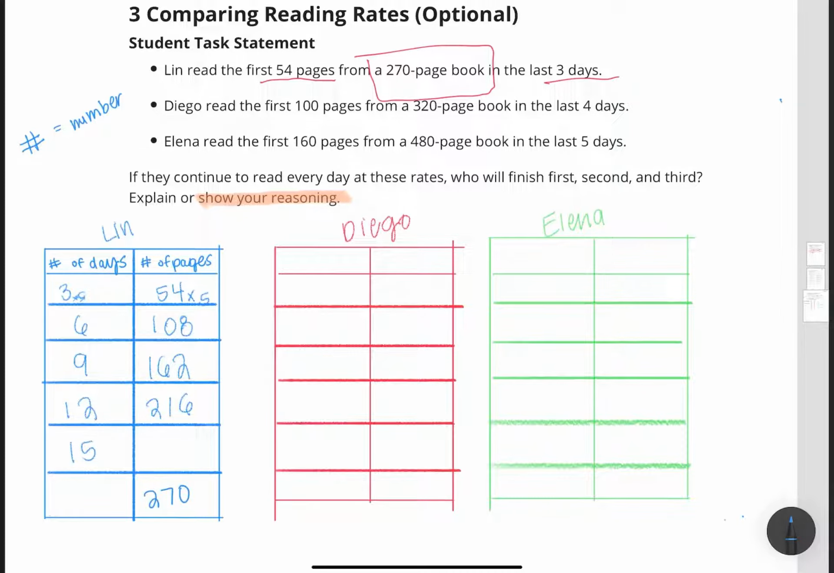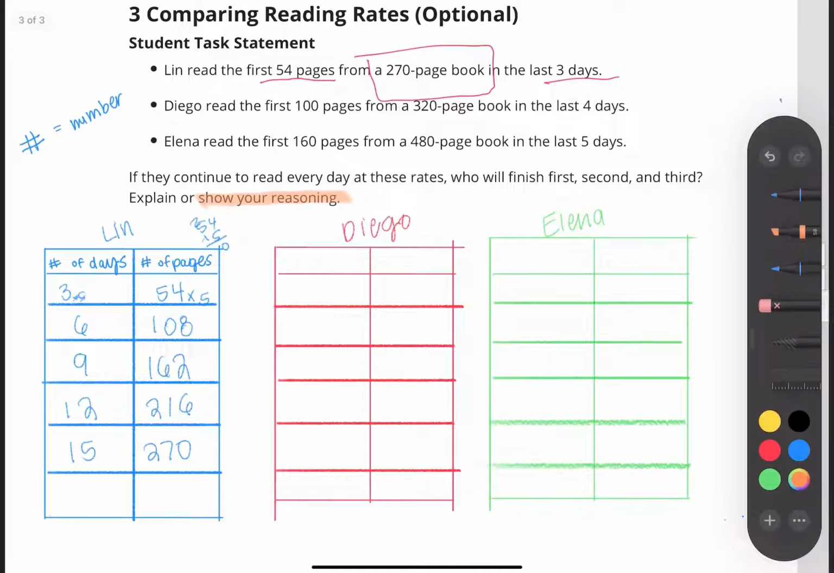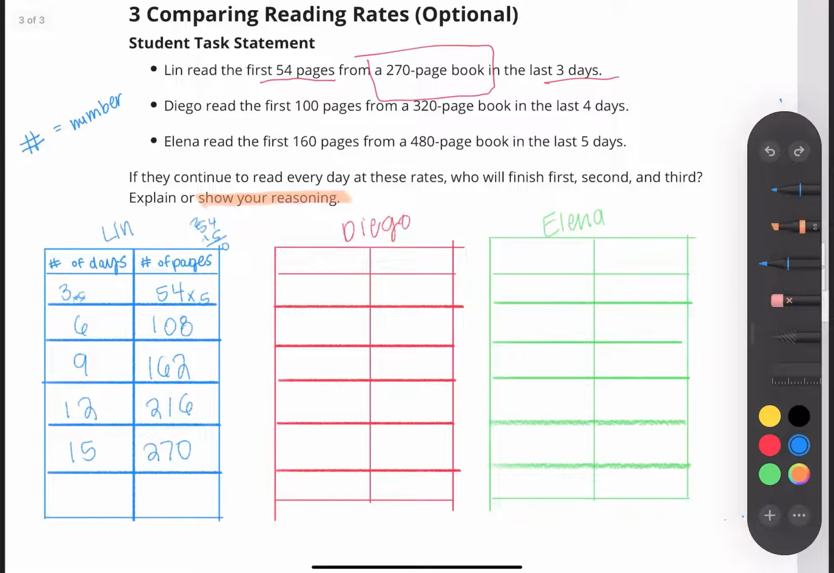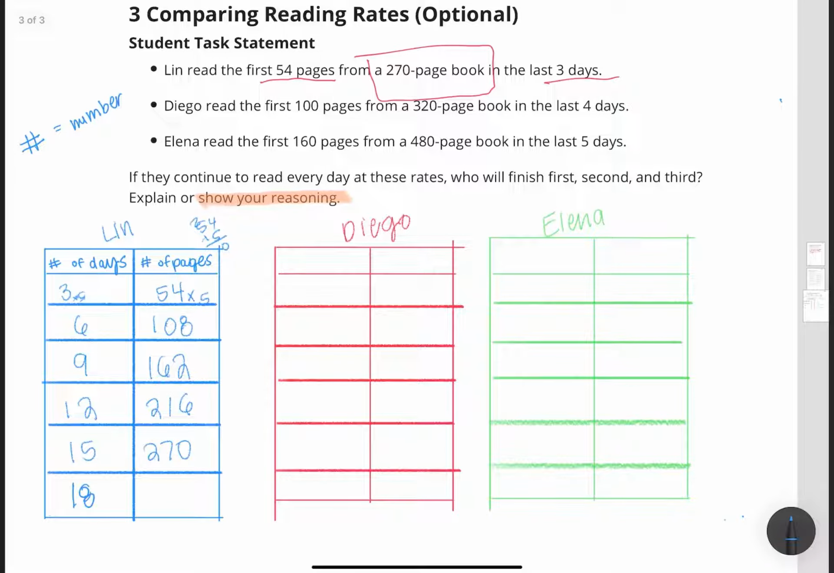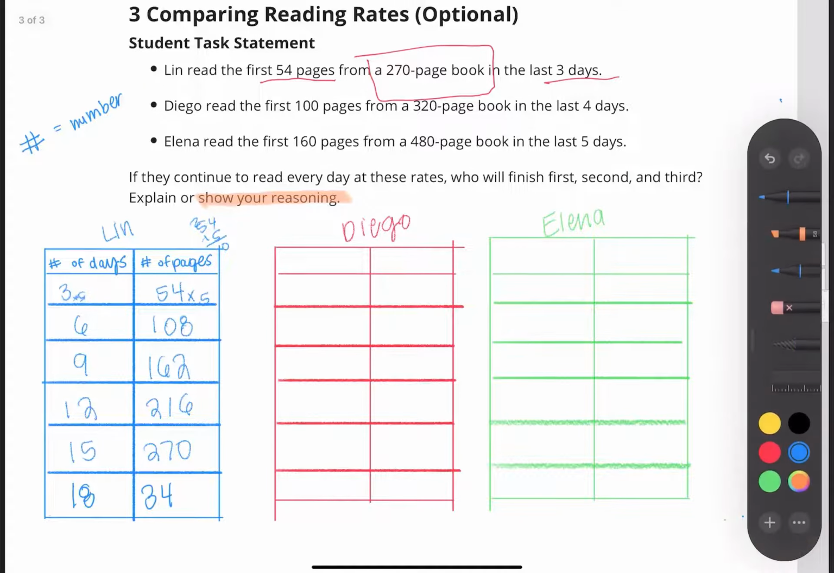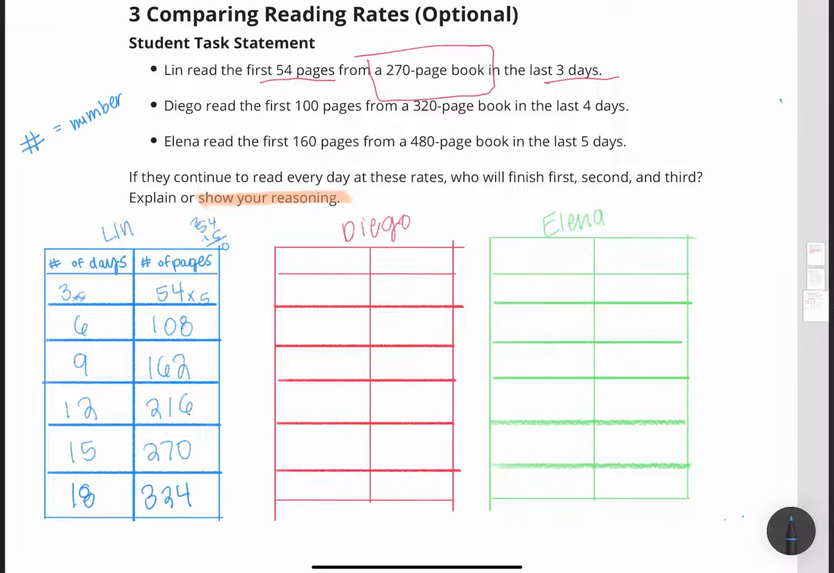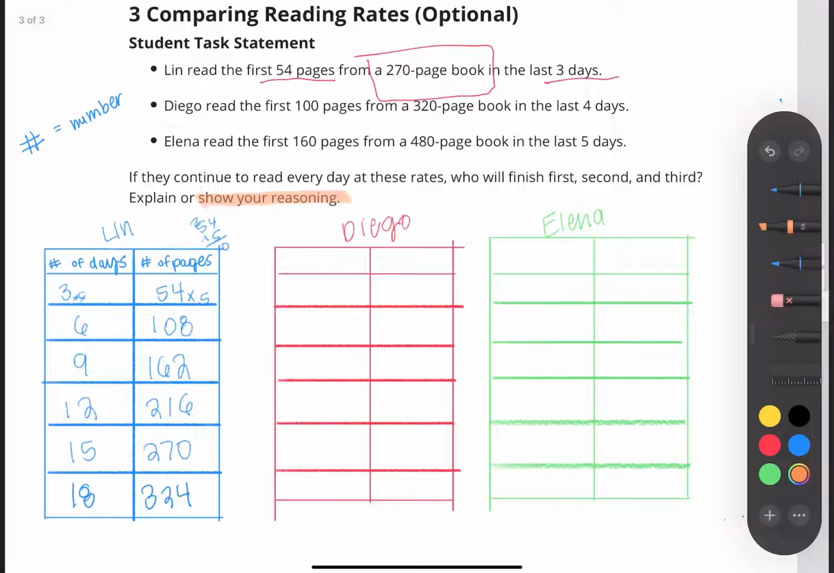Wait, hold up. I think we probably made it to 270 pages. Let's see, 5 times 54 is 270. Yes, I did make it to 270. So let me erase that. Let's do 6 just for keepsake. So 6 would be 18, and then 6 times 54 would be 324. But Lynn made her goal, and I'm going to highlight that in orange right here.